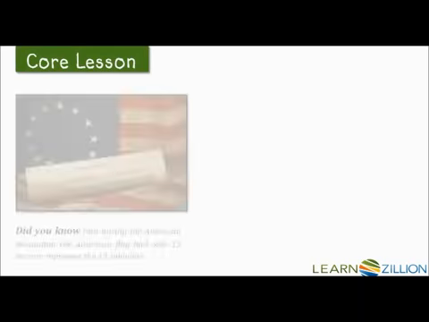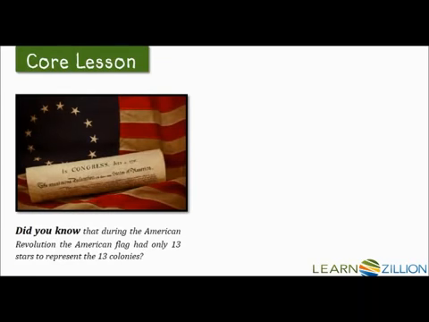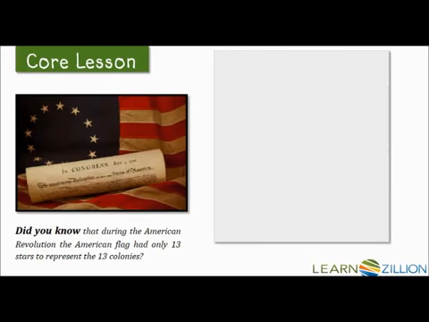Let's take a minute to jot our observations by looking at the photo and reading the caption. Did you know that during the American Revolution, the American flag had only 13 stars to represent the 13 colonies? What do you notice from these two features? This is what I jotted on my paper.